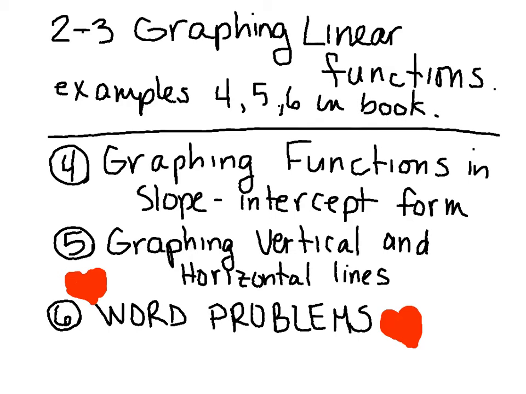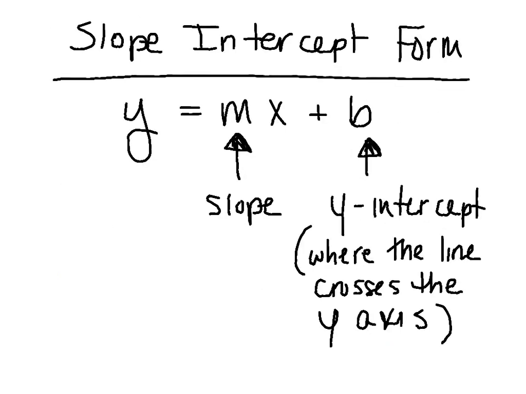Okay, today we're doing section 2.3, graphing linear functions. We're only going to be working on examples 4, 5, and 6 in the book. Example 4 talks about graphing functions in slope-intercept form. Example 5, graphing vertical and horizontal lines. And example 6 is your all-time favorite, word problems.